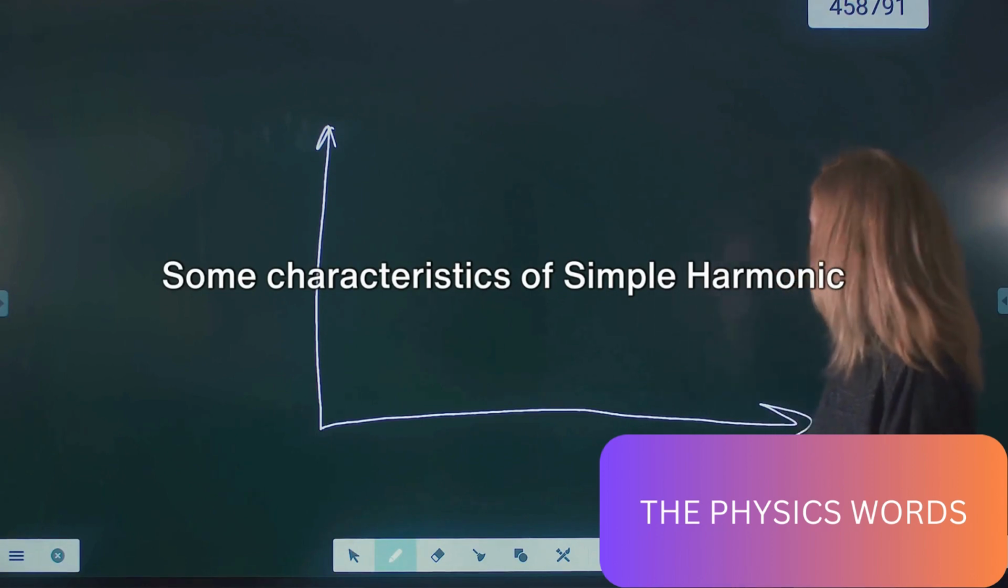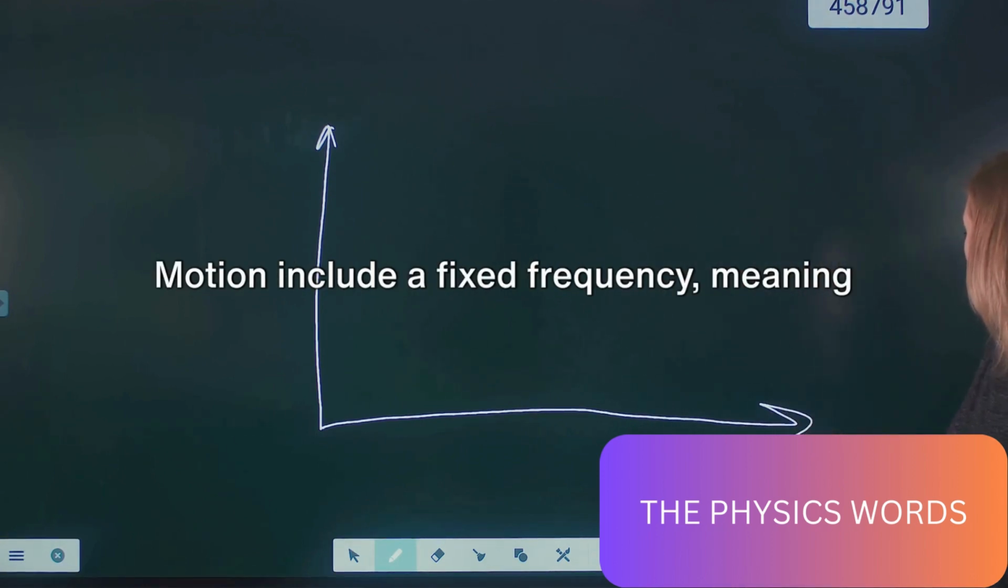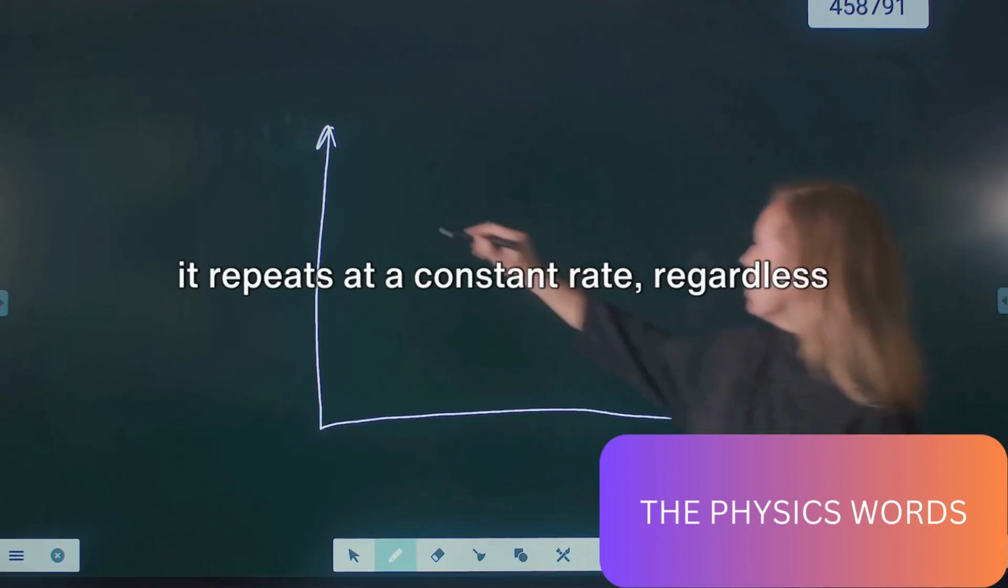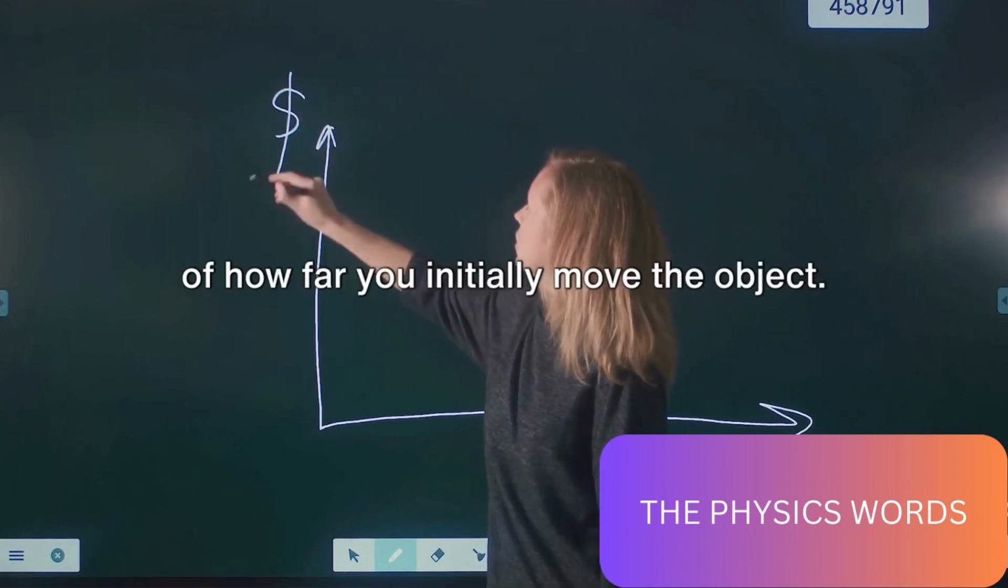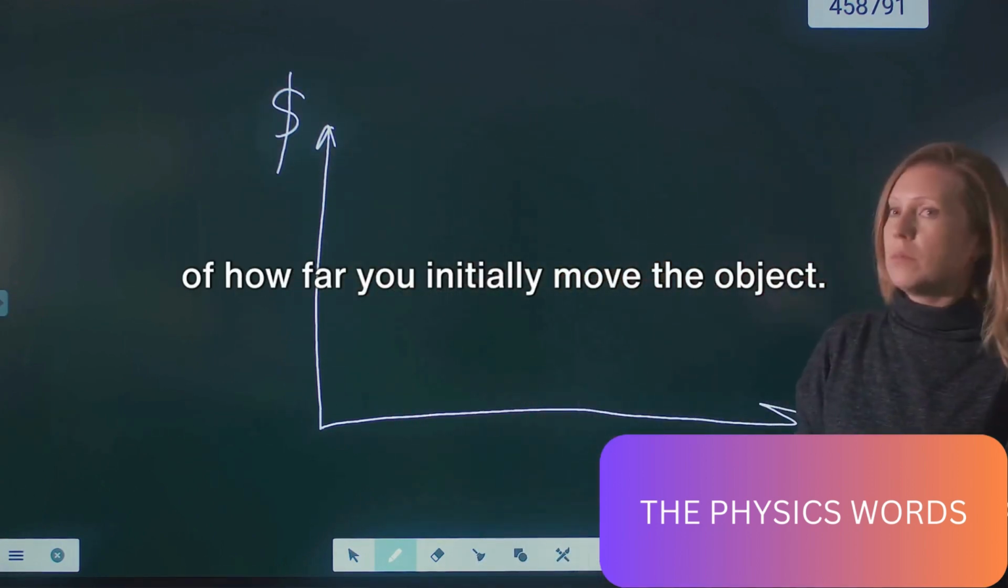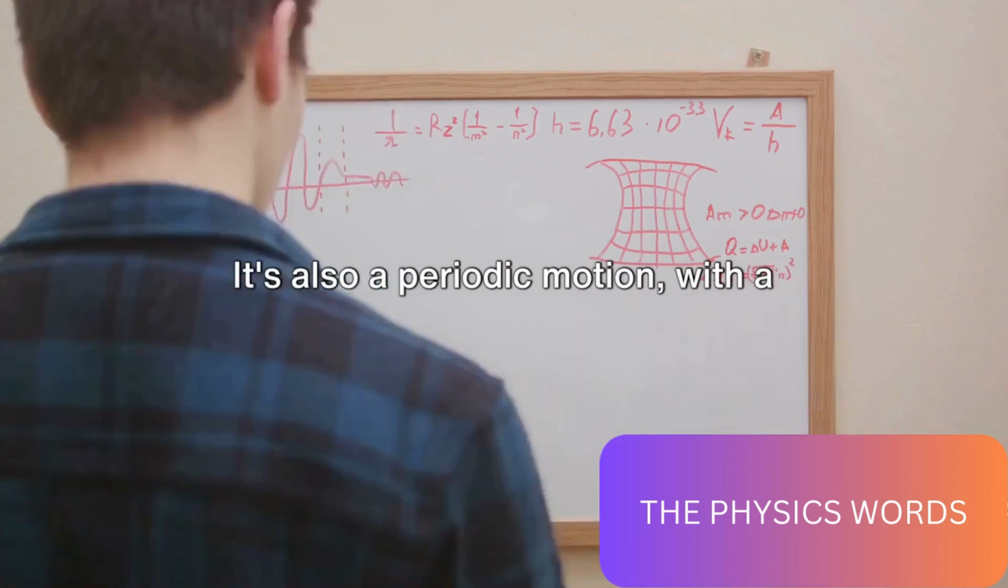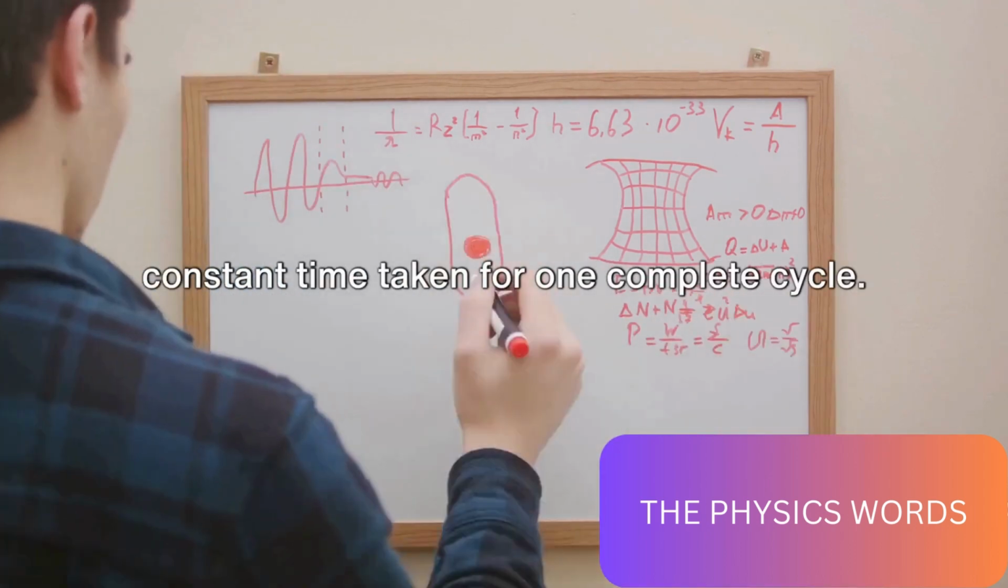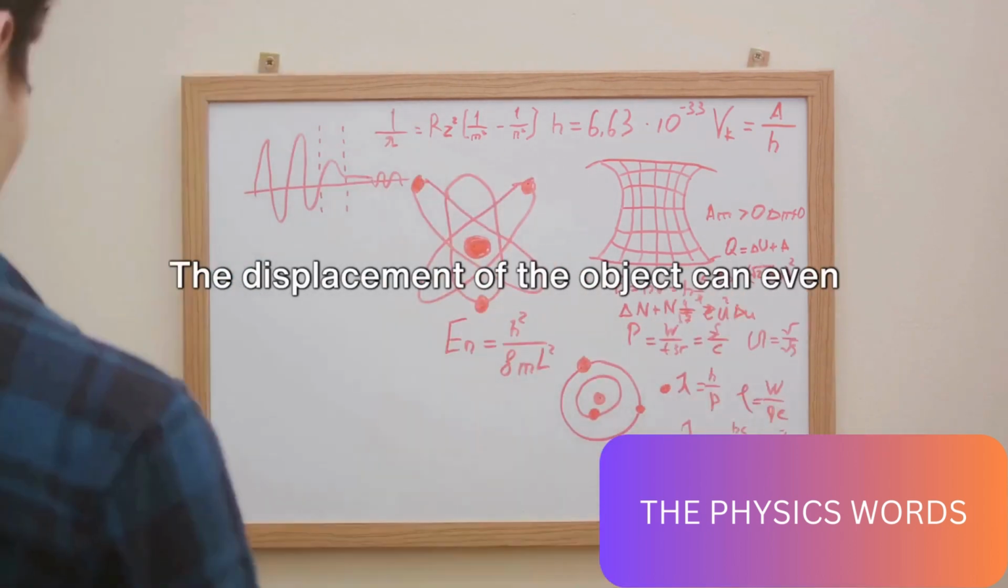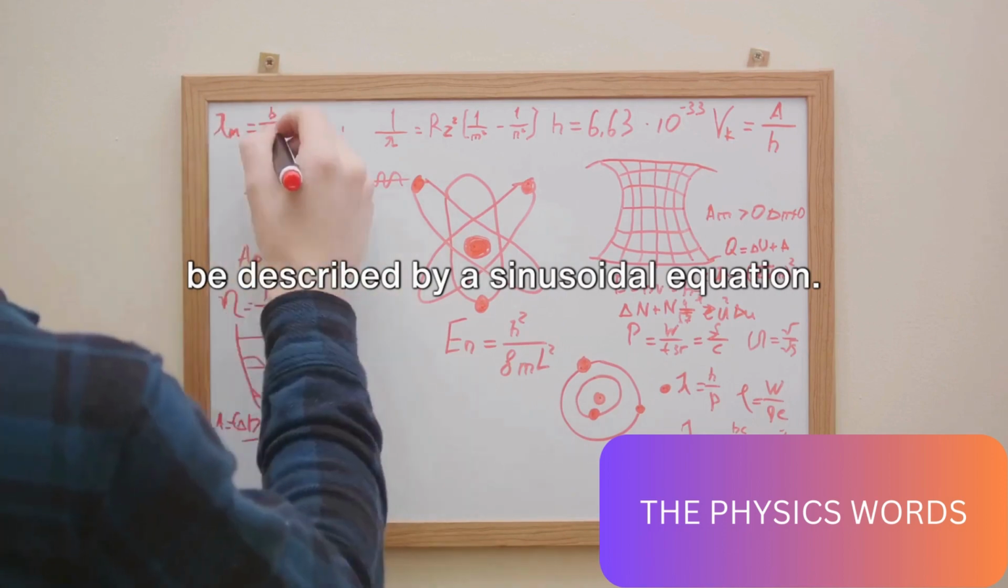Some characteristics of simple harmonic motion include a fixed frequency, meaning it repeats at a constant rate, regardless of how far you initially move the object. It's also a periodic motion with a constant time taken for one complete cycle. The displacement of the object can even be described by a sinusoidal equation.